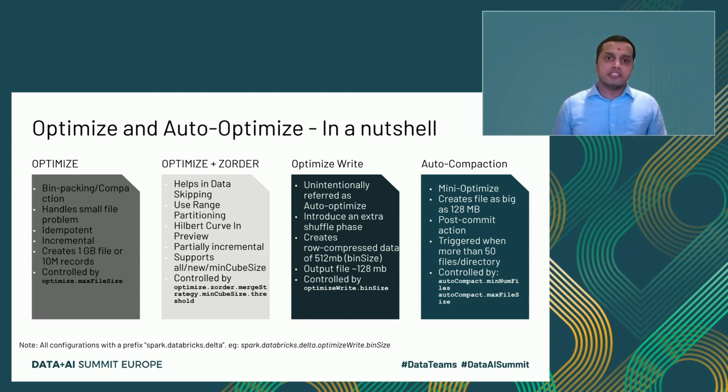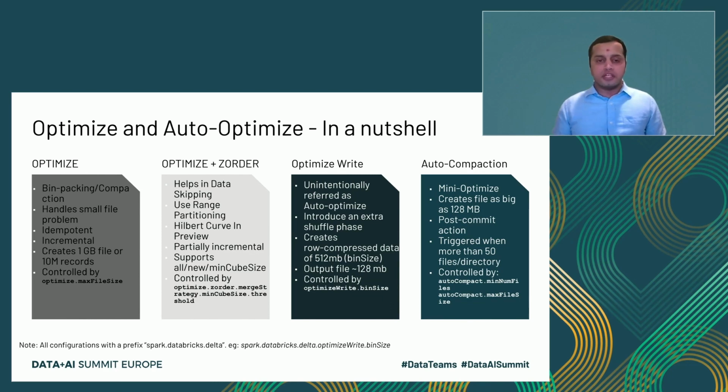So the main difference is that you do not have to run auto compaction, because auto compaction is kicked off once a write operation is completed. That is, once the write is completed, we check for certain conditions. Conditions like, does that directory, the partition directory or the table directory, have at least 50 files which are less than 128 MB. If it has, then we pick all those files, do a bin packing, and create larger files of the order of 128 MB.